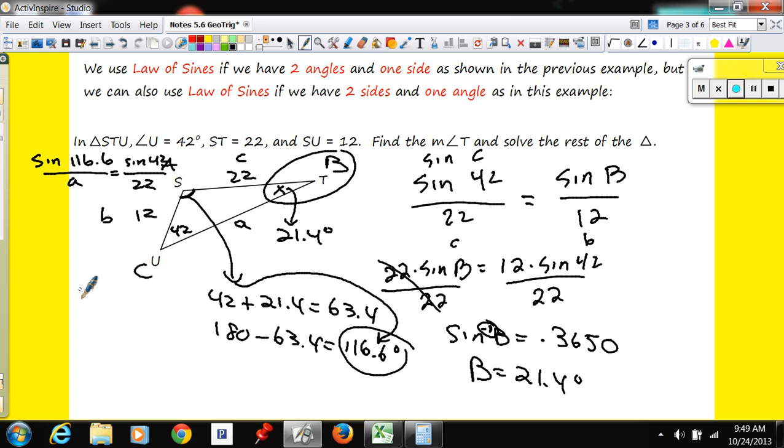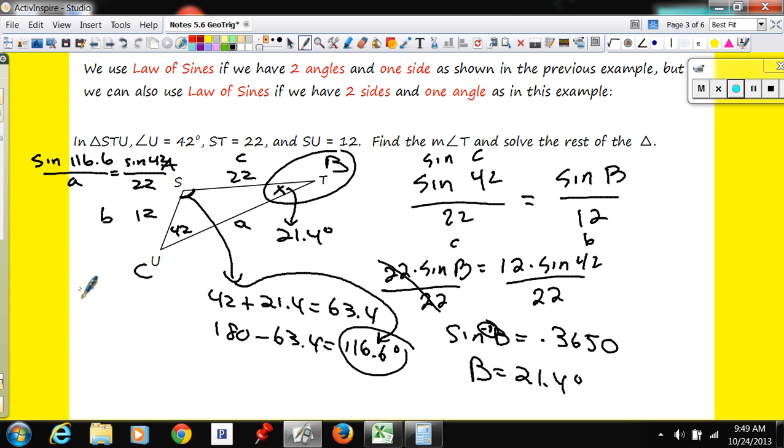So if you've got 2 angles and a side, it works. If you've got 2 sides and an angle, it works. You could always go backwards and use the inverse to find an angle. So that's how law of sines works. It really helps us solve triangles that are not right triangles. Now we can solve any kind of triangle. We don't even need it to be a right triangle for us to solve it.